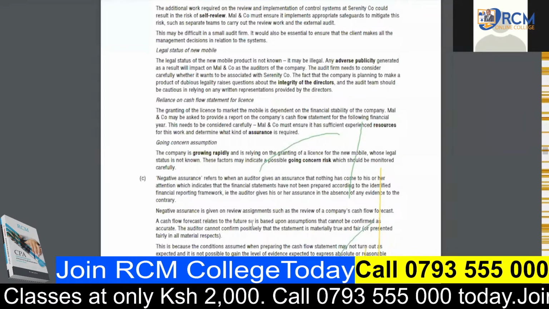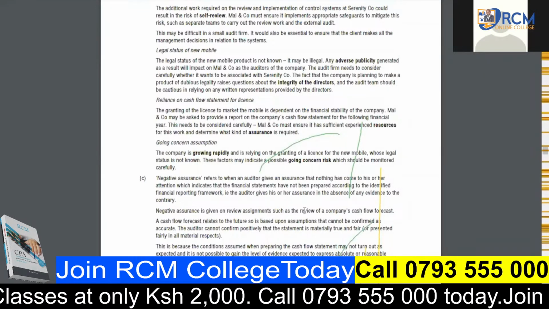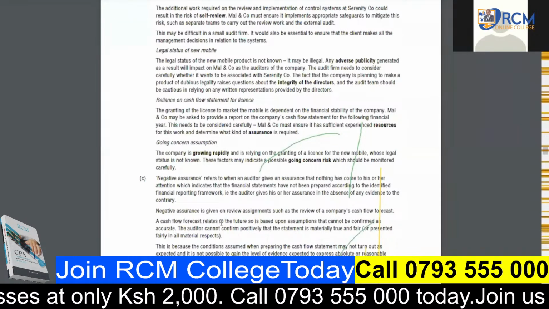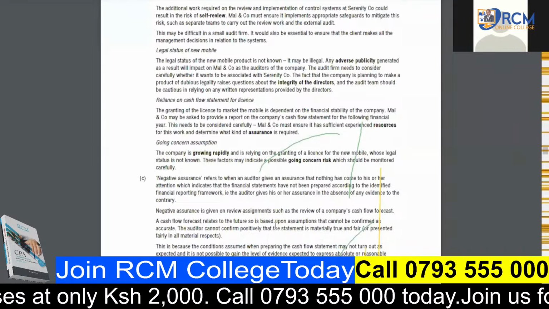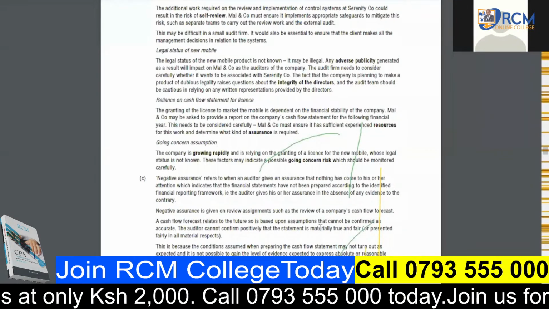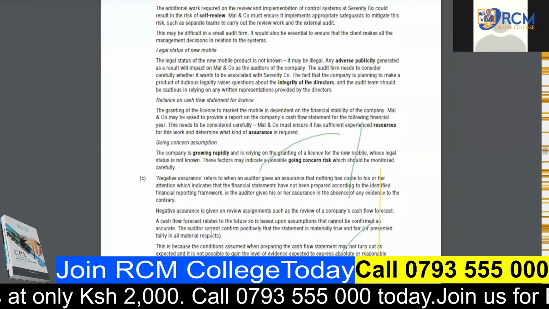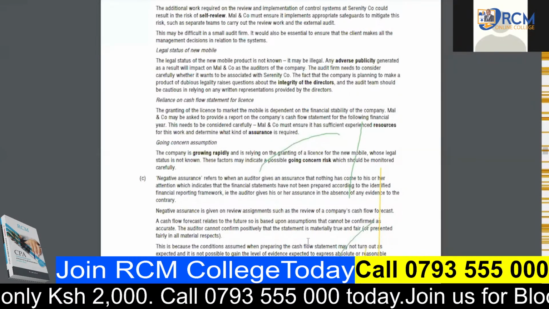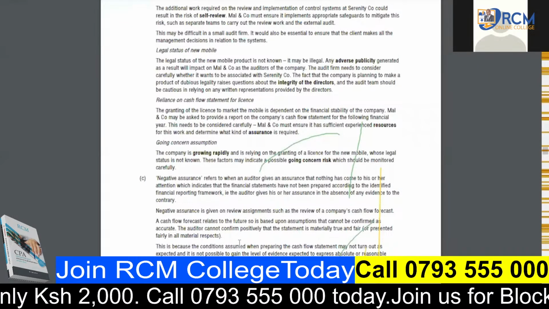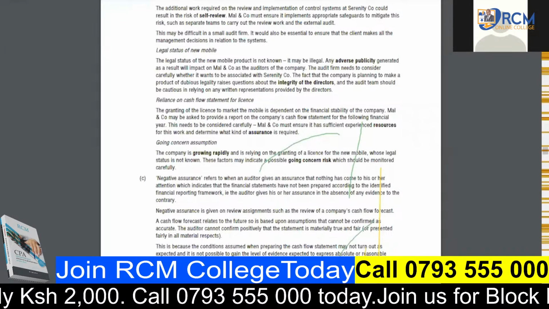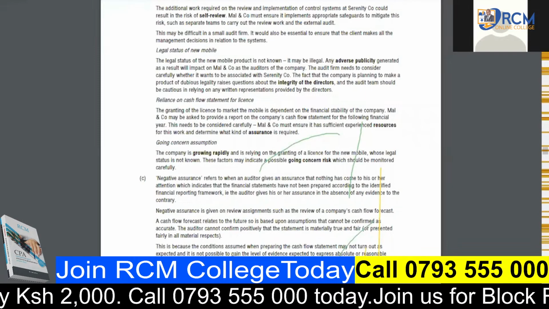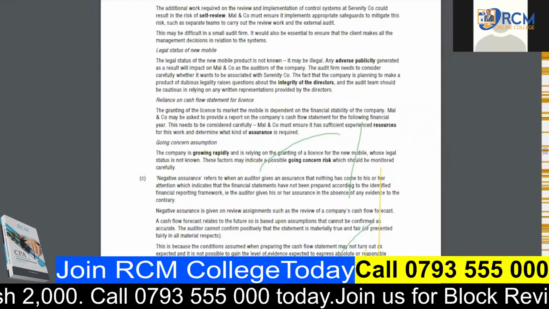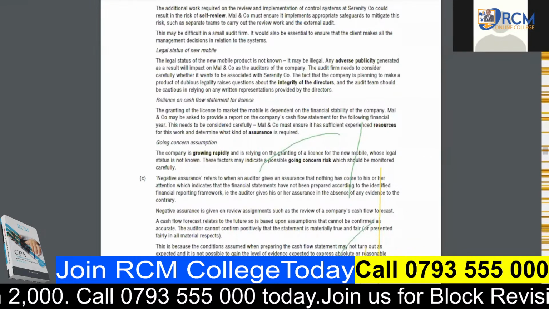Negative assurance is given on review assignments, such as review of a company's cash flow forecast. A cash flow forecast relates to the future, so is based upon assumptions that cannot be confirmed as accurate. The auditor cannot confirm positively that the statement is materially true and fair or presented fairly in material respects. This is because the conditions assumed when preparing the cash flow statement may not turn out as expected, and it's not possible to gain the level of evidence expected to express absolute assurance.